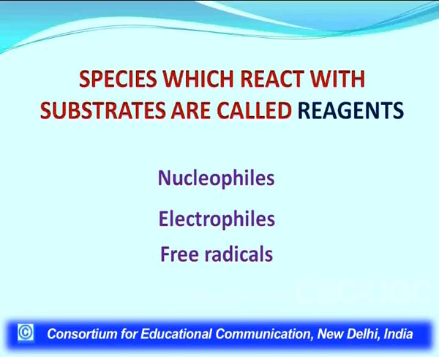Electrophiles are those species which are seeking electrons. They are electron deficient species. They may be Lewis acids like aluminum chloride, etc., or they may be positive charge centers, that is, they have a positive charge on them like carbocations, etc. So, such species are called electrophiles.